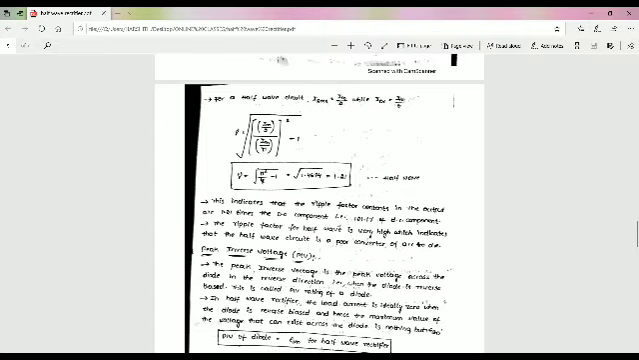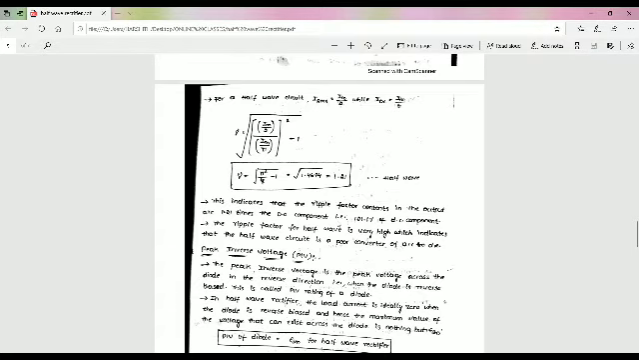Okay, and next one, PIV, peak inverse voltage. The peak inverse voltage is the peak voltage across the diode in the reverse direction. Inverse means reverse direction. That means it is the peak voltage across the diode when the diode is reverse biased.